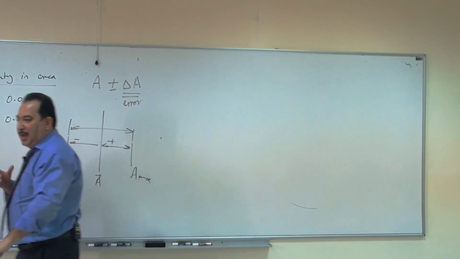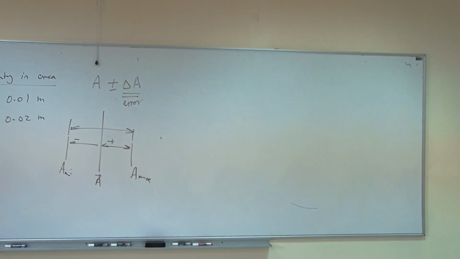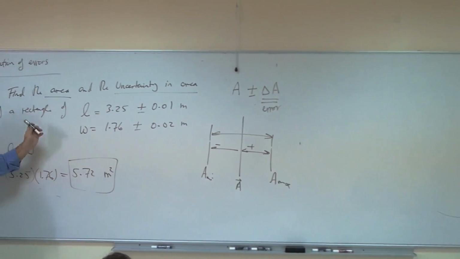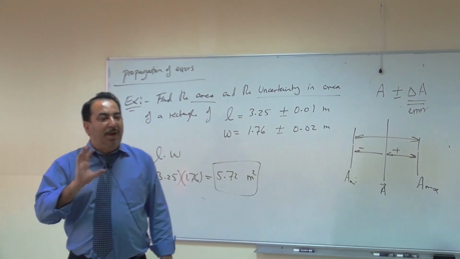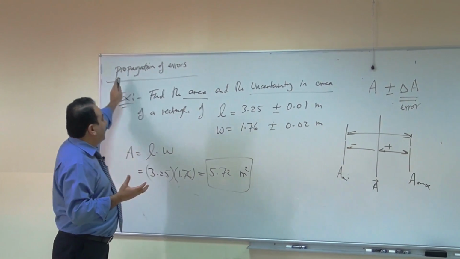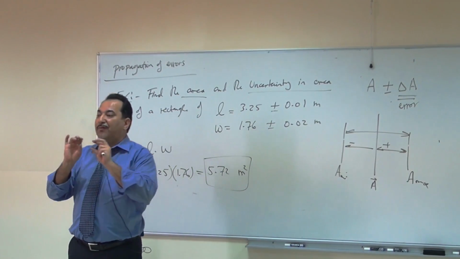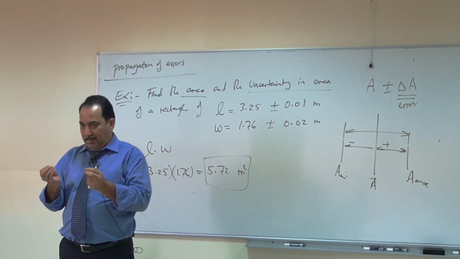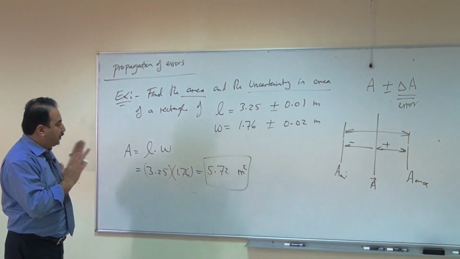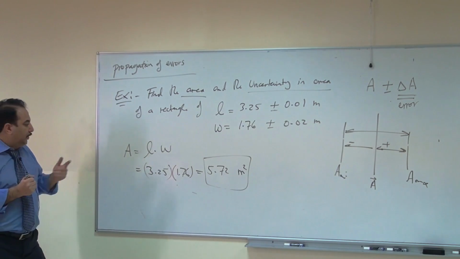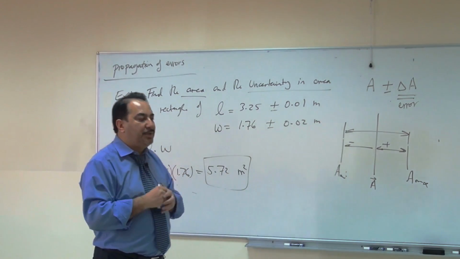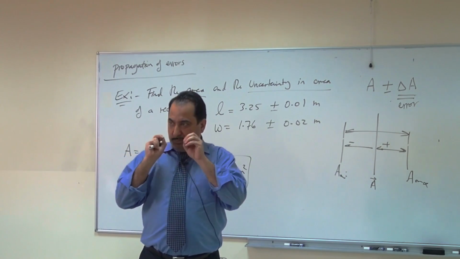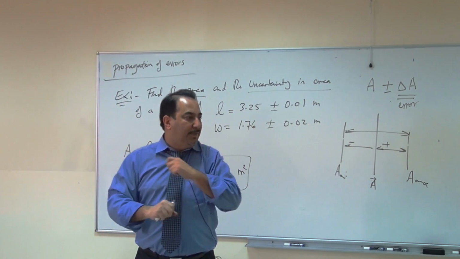So what are the steps to find the uncertainty here in the area? Now, generally speaking, not this question. Whenever you want to find the propagations of errors, first thing, you have to have a formula to use, yes? In this question, do we have a formula? The area, number one.